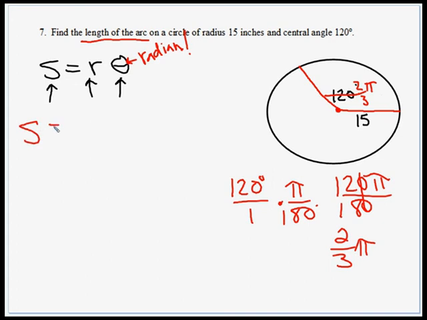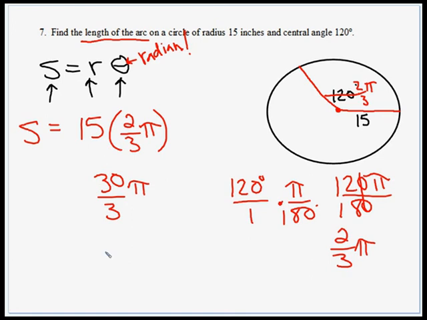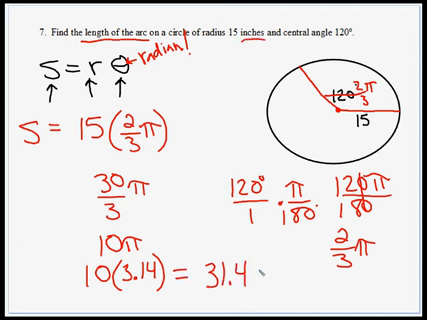So S, arc length, is equal to the radius 15 times 2/3 pi radians. Well, 15 times 2 is 30 over 3 pi. 30 divided by 3 is 10 pi. And since we're finding the length of an arc, let's get rid of that pi. If we multiply 10 times 3.14, we get 31.4, and our unit is inches. So this arc length that was cut out by a 120 degree angle has a length of 31.4 inches.